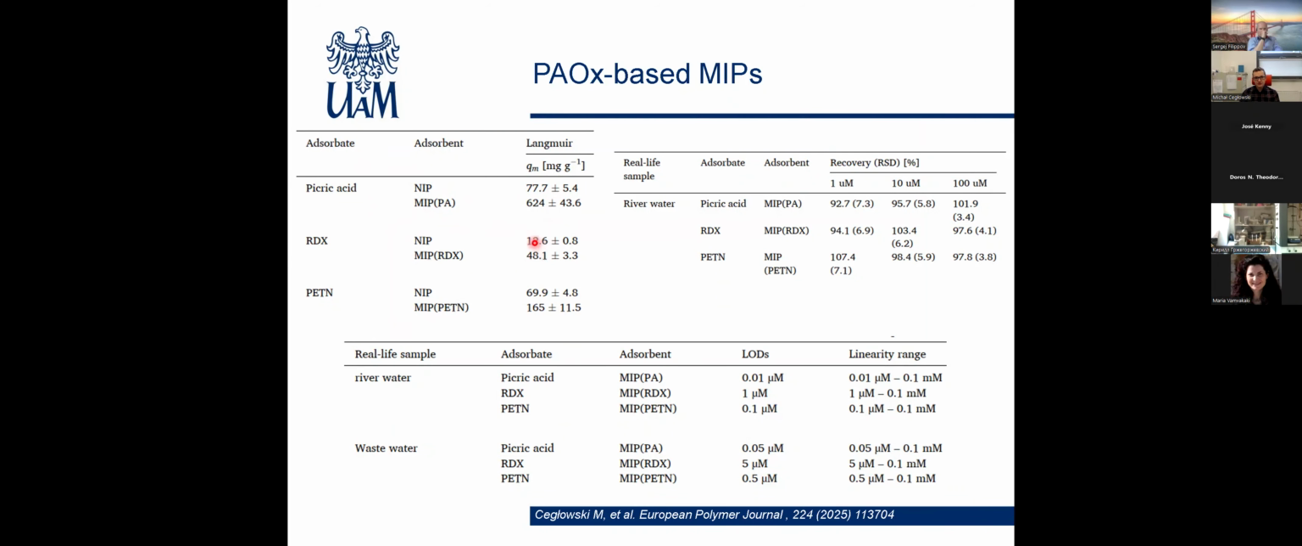Nevertheless, we obtained a nice difference also for RDX and P10, but not as high as in the case of picric acid. We, of course, investigated the quantification in river water and wastewater, 2 different systems. We obtained nice limits of detection, especially for picric acid, 0.01 micromolar. This is a very nice limit of detection. And we also got very nice recovery results, within, as I recall, 8.1% of the true value, which is also quite a nice result.